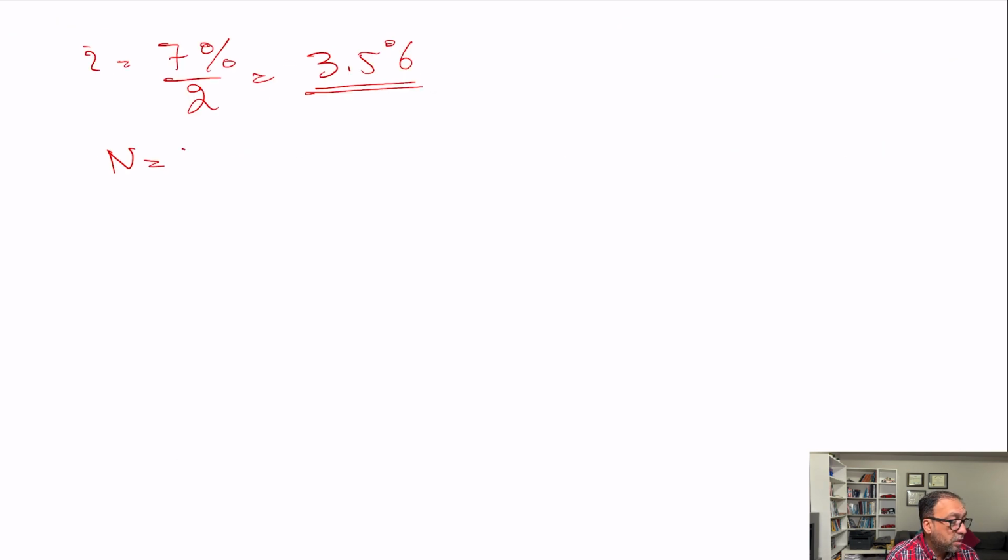n is 2 into 1.5, so it's going to be 3. And what do we want to find out? We want to find out the present value, future value. No, we want to find out present value.